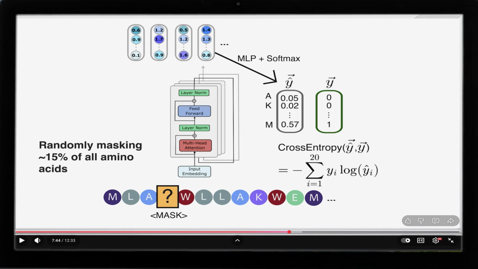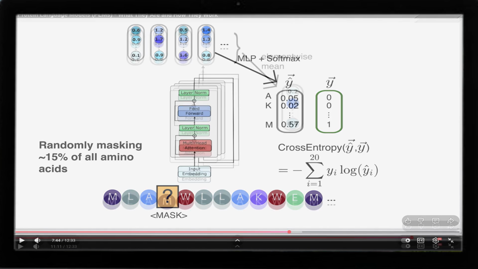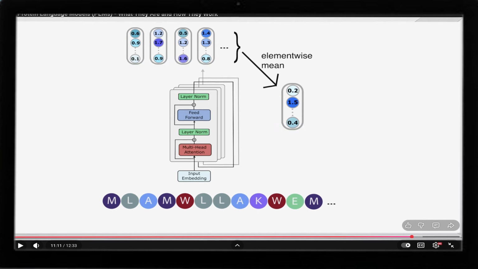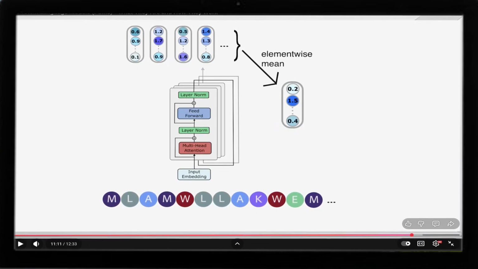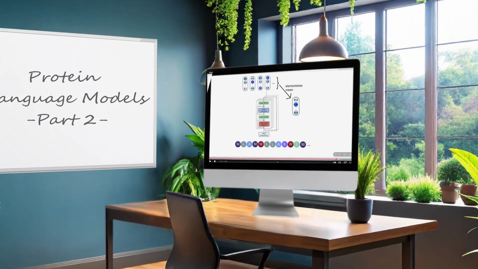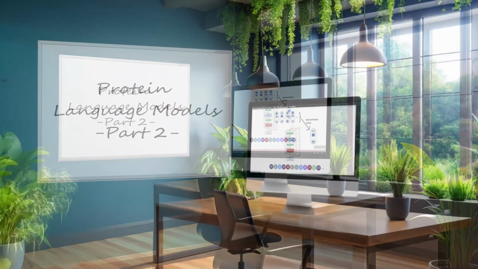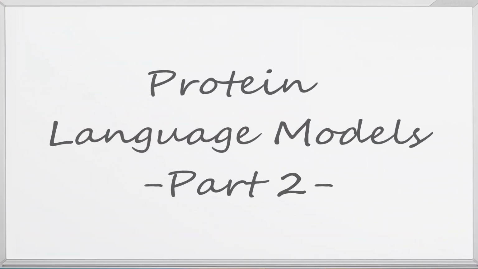And we discussed how we can compress residual embeddings into a single protein embedding that we can use for downstream prediction tasks. In this second part, we will look more closely at the transformer network encoder architecture and how the amino acid embeddings are actually processed.